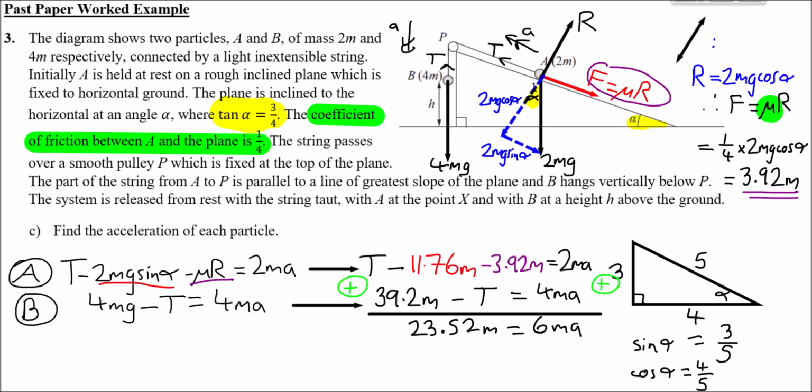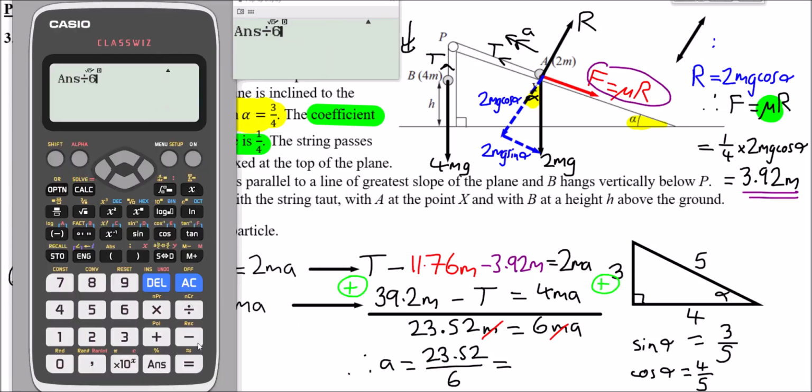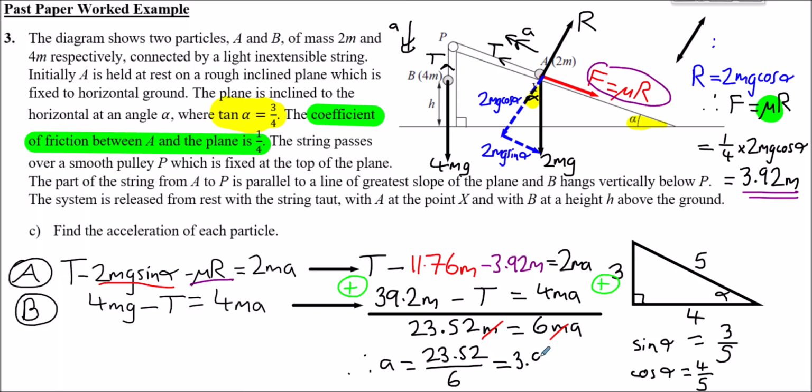Now you can see these m's will cancel. So therefore the acceleration will be 23.52 divided by 6, and that's going to give us 3.92. So the acceleration of each particle is 3.92 meters per second squared. We're also going to use this part C to tackle part D now.